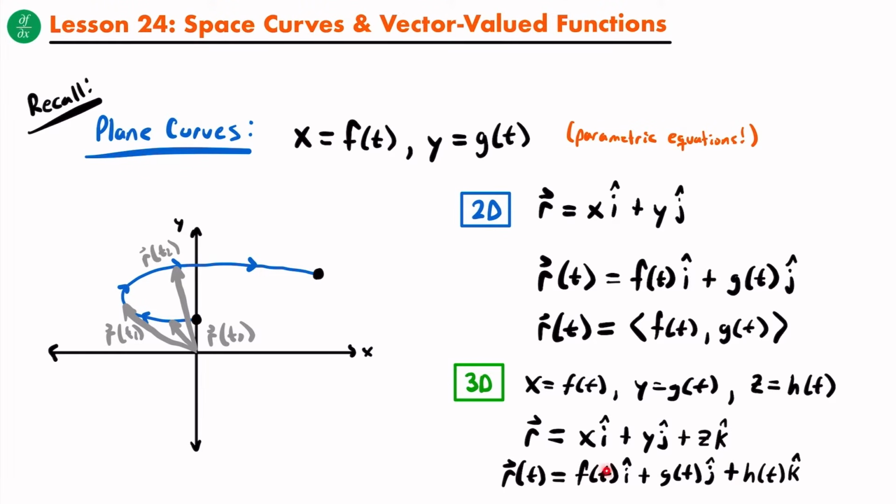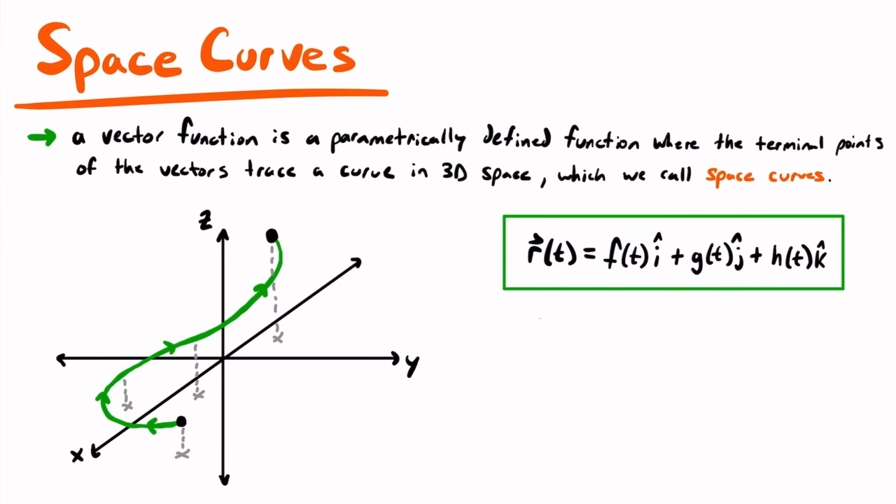Okay, but regardless, what we have here is a vector function in 3D space that represents a set of vectors whose terminal points would create a curve. Now, in 2 dimensions, our resulting curve is a plane curve, or a curve in a plane, but in 3D space, our resulting curve is a space curve, or a curve in 3D space. And so this is the big idea of this lesson. A vector function is a parametrically defined function where the terminal points of the vectors trace a curve in 3D space, which we call space curves. Okay, and so your space curve might look something like this. It is a curve that you would trace throughout 3D space.